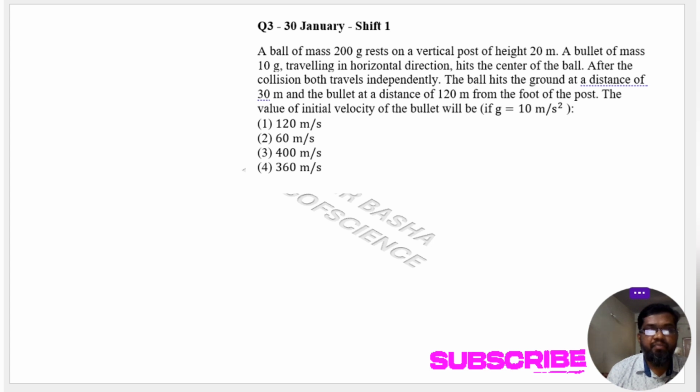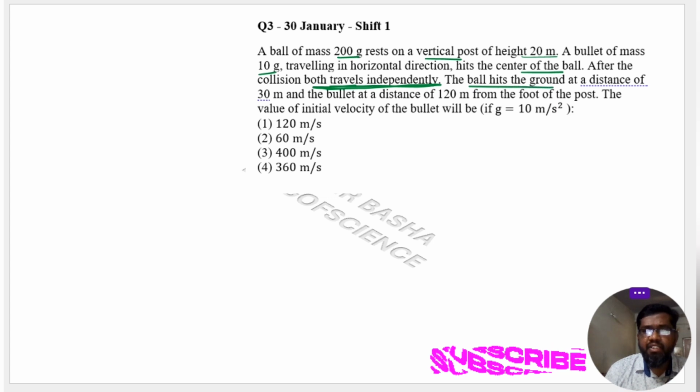The question is as follows. A ball of mass 200 grams rests on a vertical post of height 20 meters. A bullet of mass 10 grams traveling in the horizontal direction hits the center of the ball. After the collision, both travel independently. Note this point. The ball hits the ground at a distance of 30 meters and the bullet hits at a distance of 120 meters from the foot of the post. The value of the initial velocity of the bullet is?